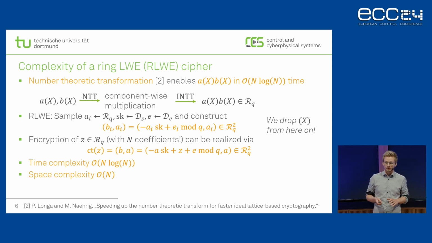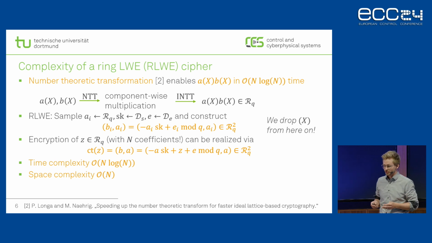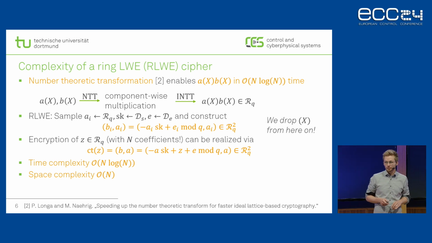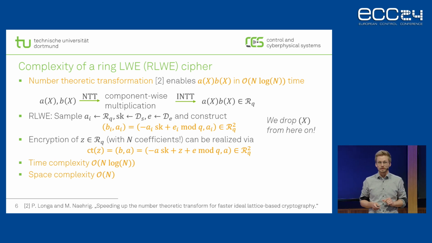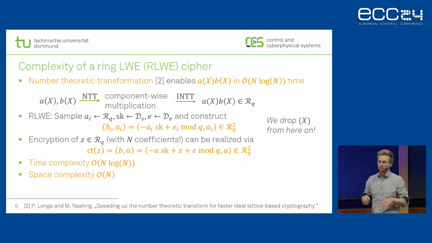But now our dimension is not as high. So our space complexity is now n, because we have 2 times n coefficients, and our time complexity is mainly due to the multiplication. It's n log n. So we really get an improvement in efficiency due to that. And this is really the reason why we want to use this weird ring abstraction.